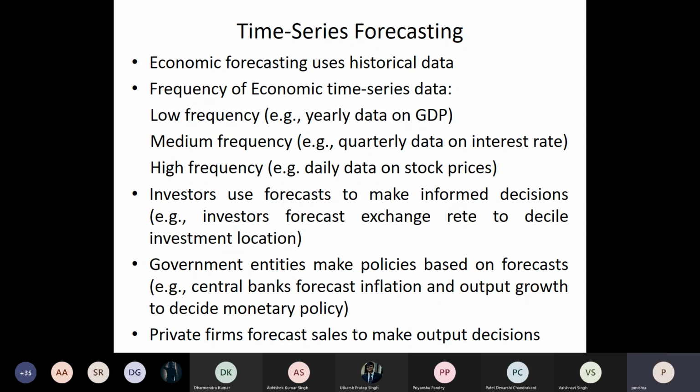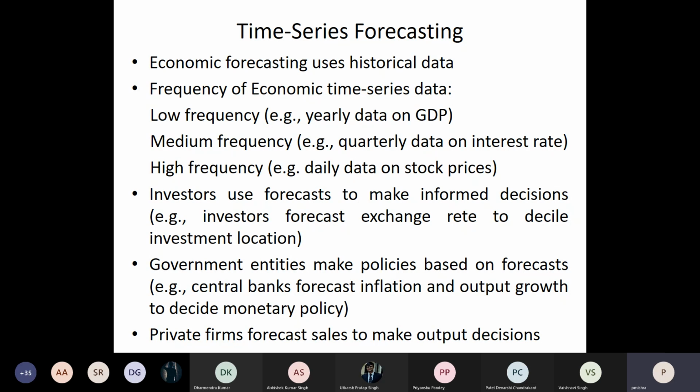Now, as I said, economic forecasting uses historical data and basically we predict for the future. But as I said, frequency of economic time series may be of 3 types broadly. We may have low frequency data like yearly data on GDP, medium frequency data like quarterly data on interest rate, and high frequency data like daily data on stock prices.